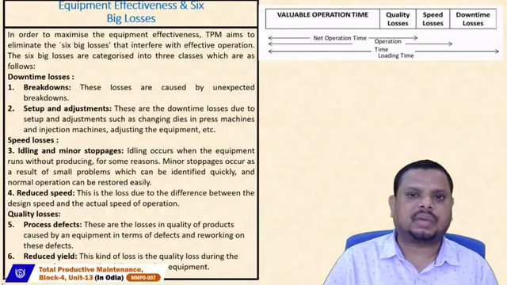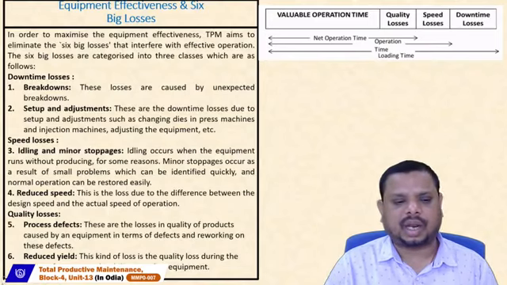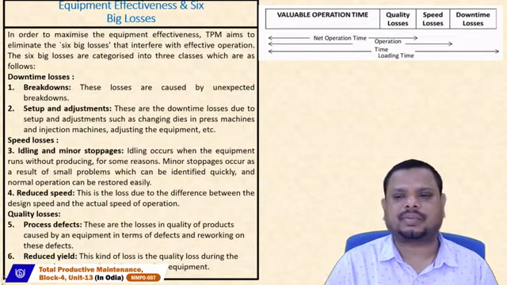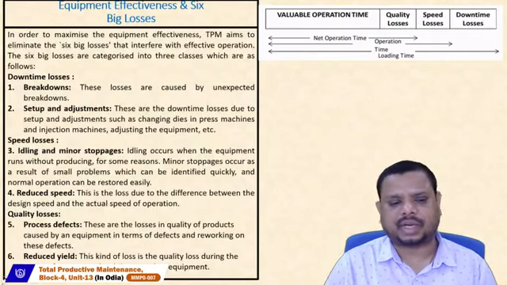The third class is known as quality losses. Under quality losses, we have process defects. These are losses in the quality of product caused by equipment, in terms of defects and reworking on these defects. In most cases, steel plants generate a large amount of process defects. This generates a large amount of scrap, and this scrap material is reworked or remade in the furnace to rectify these defects.